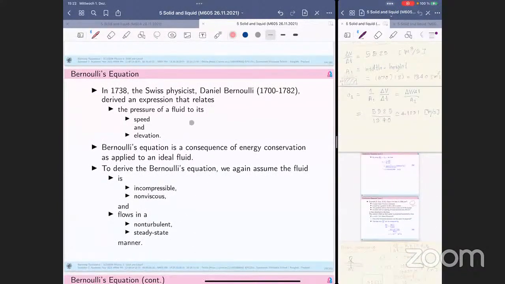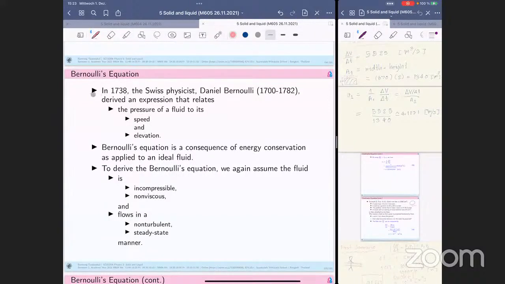Let's move to the next story. It's called Bernoulli's equation, right? Bernoulli comes from the name Daniel Bernoulli. So this person is Swiss, and he is a physicist.